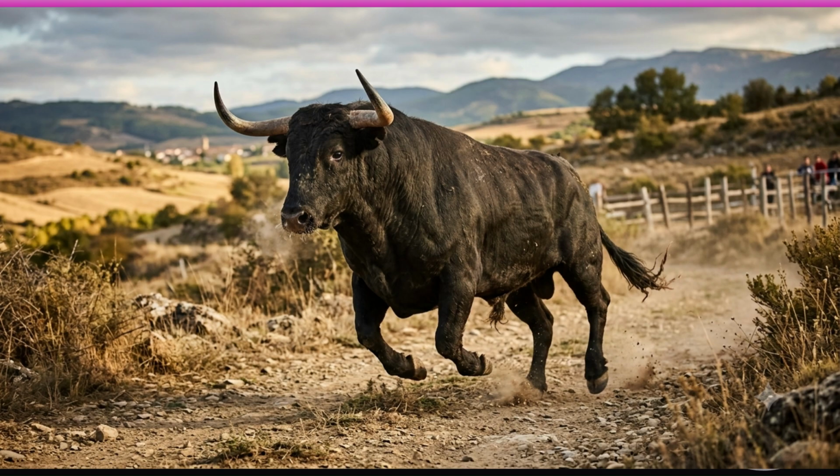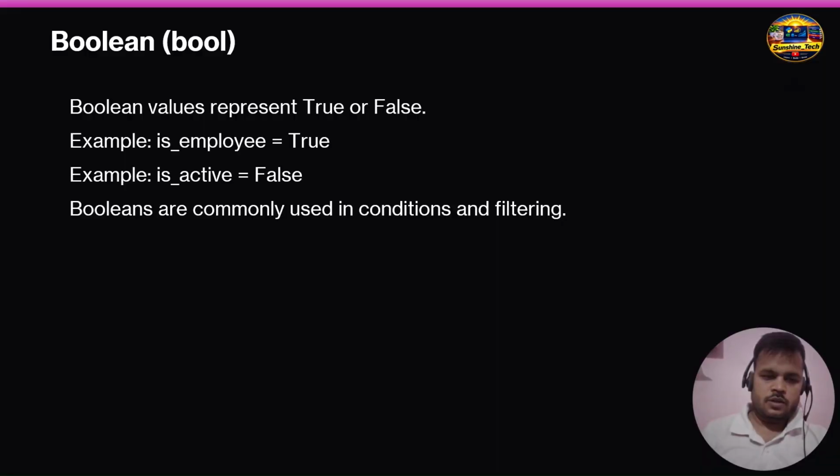Next we have boolean. A boolean value represents true or false. For example, is the employee true or false? Yes or no? Booleans are commonly used in conditions or for filtering the data.